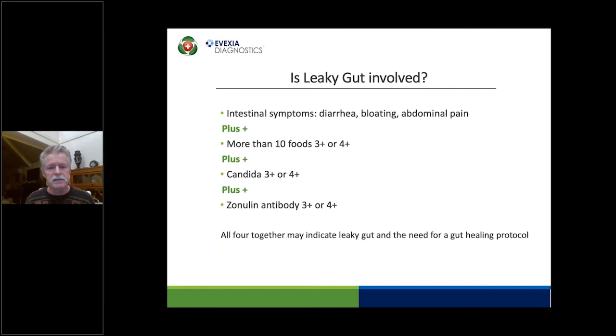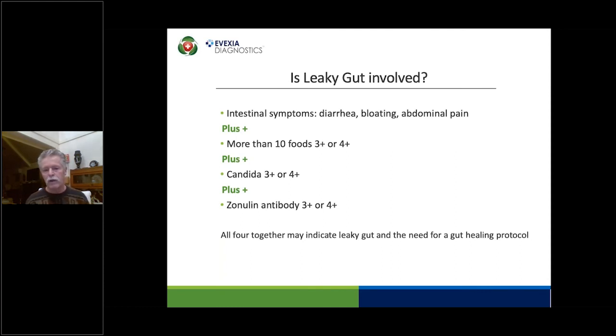But if it overgrows in the gut and you have any sort of leaky gut, these organisms grow and die. And when they die, they release antigens. These antigens now get through the tight junctions that have been opened, they get into the lamina propria, and you start to generate an antibody. So the Candida I look at is like the canary in the coal mine. If you've got a lot of foods, you've got Candida and the intestinal symptoms and Zonulin, then pretty much you know this person has leaky gut.